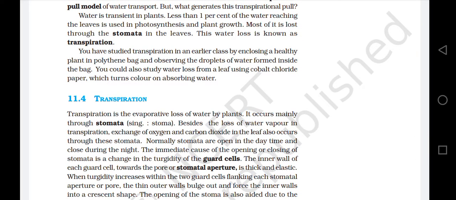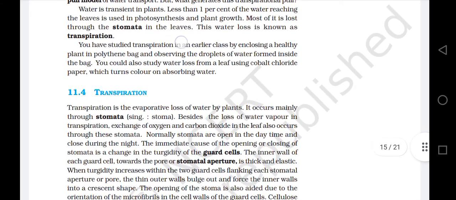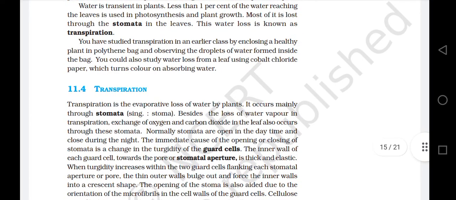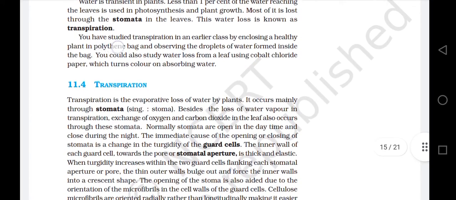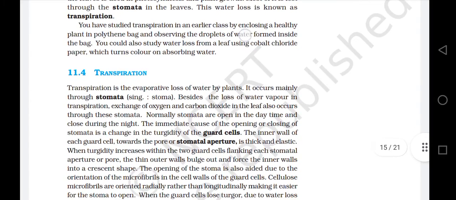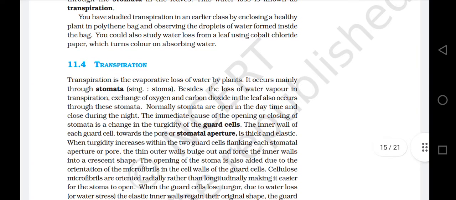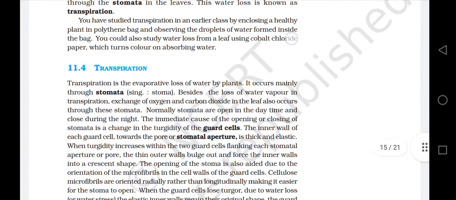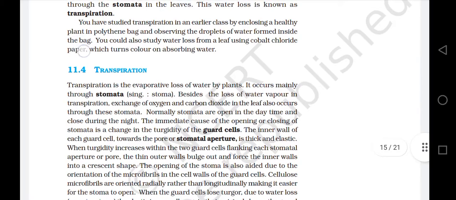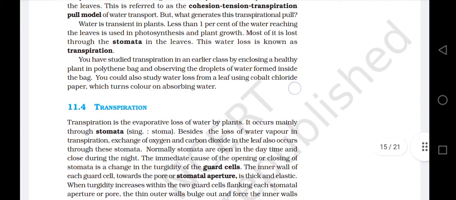You have studied transpiration in an earlier class by enclosing a healthy plant in a polythene bag and observing the droplets of water formed inside the bag. You could also study water loss from a leaf using cobalt chloride paper, which changes color on absorbing water.